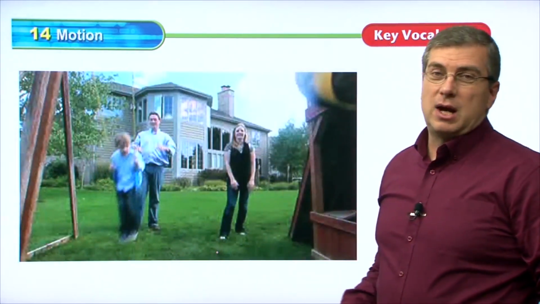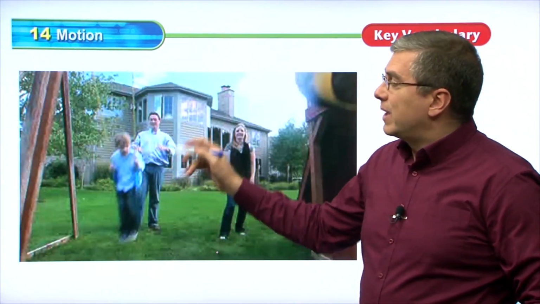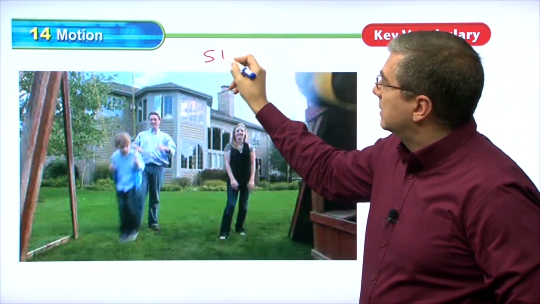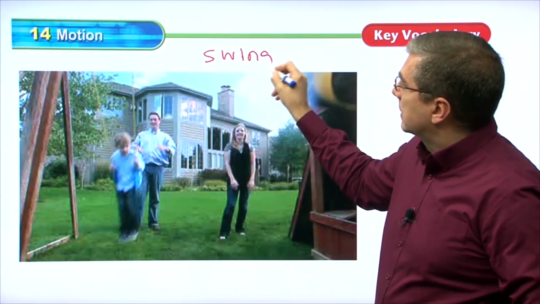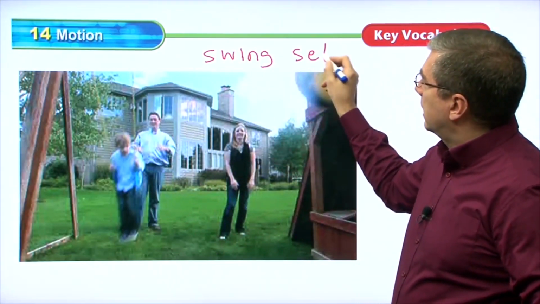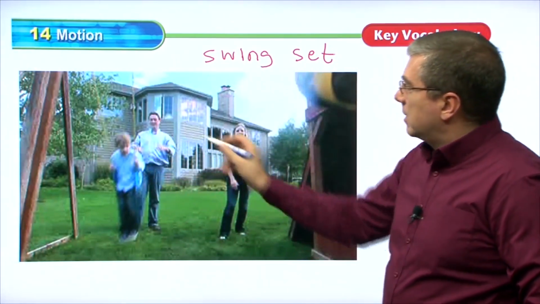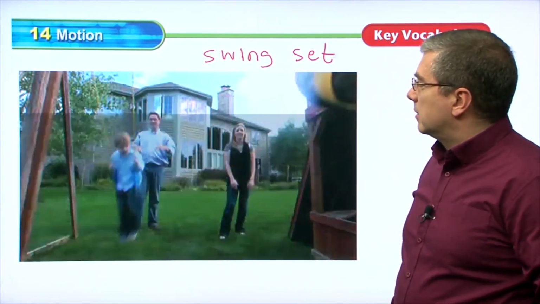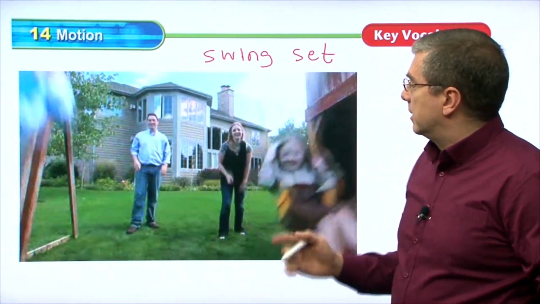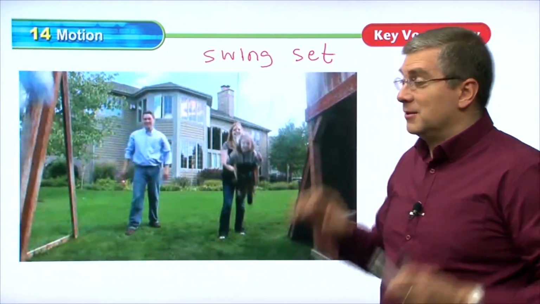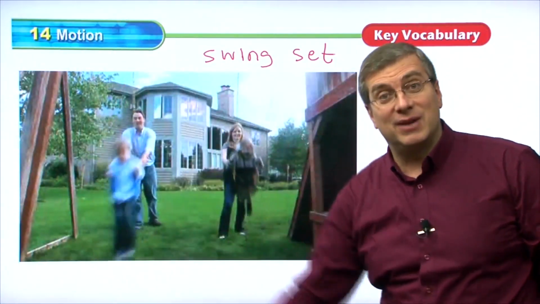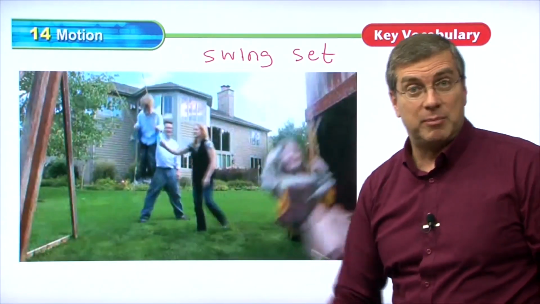Now, this is a very common scene, right? You have a swing set. This is a swing set, right? This boy is on a swing. Mom and dad are doing what? They are pushing their children away, pushing them away. Of course, gravity is the force that pulls them back down.